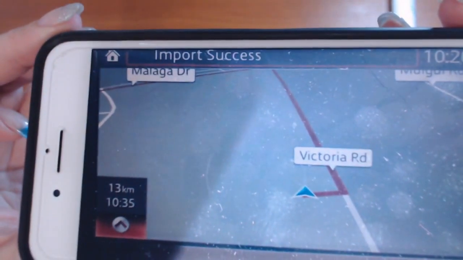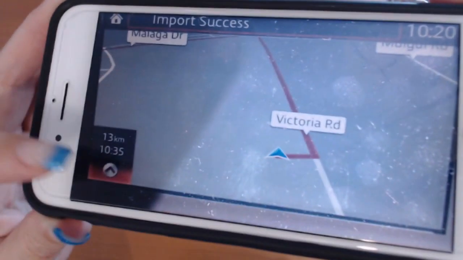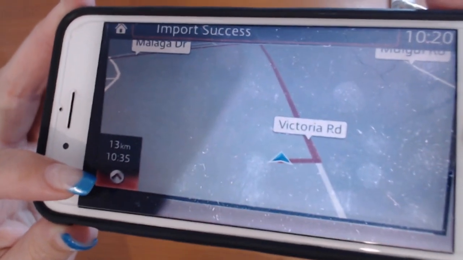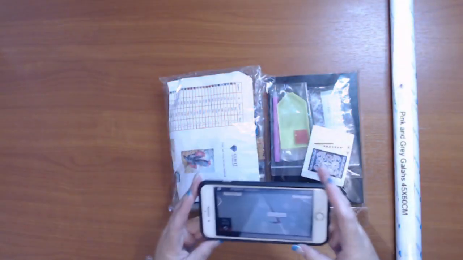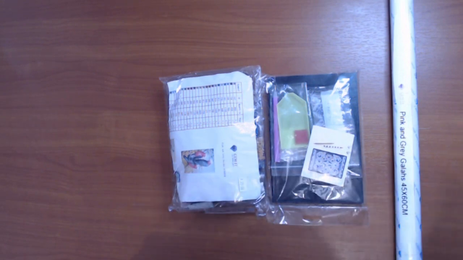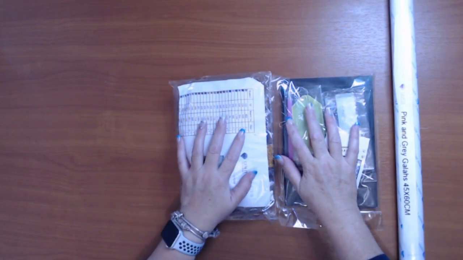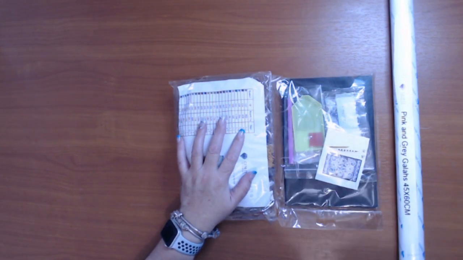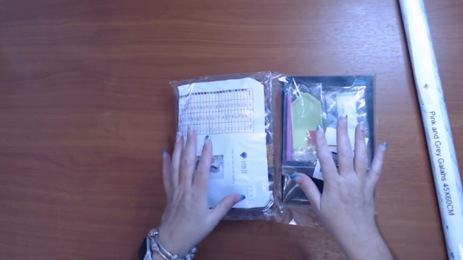Now I took this from my dash cam, excuse the fingers on my dash cam, but at 10:20 a.m. this morning I left, and I was home from there at 10:35 a.m. 13 kilometers. So basically 15 minutes from where I live, Monday to Wednesday, from 10 and I think till 3. These guys are open and I can drive there and pick up diamond painting and get a fix. If I need a fix, I can get one.